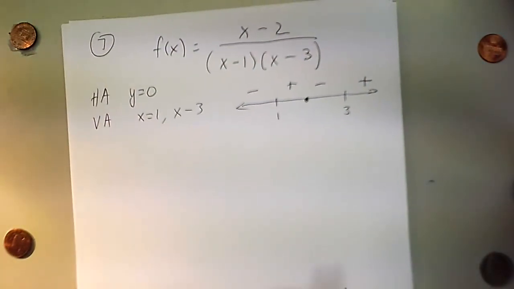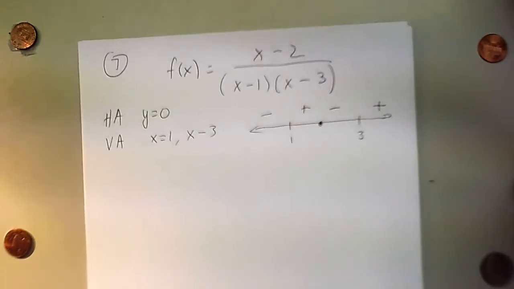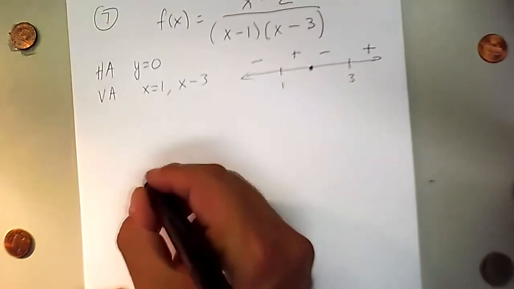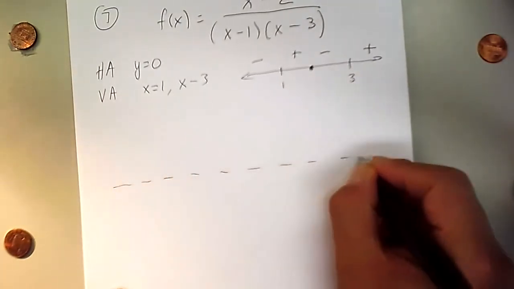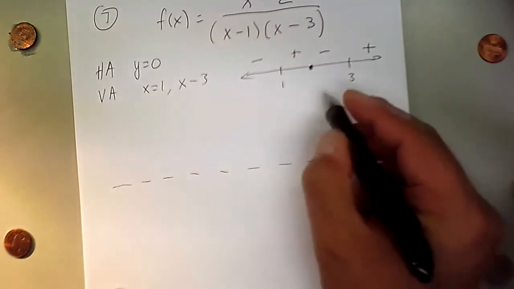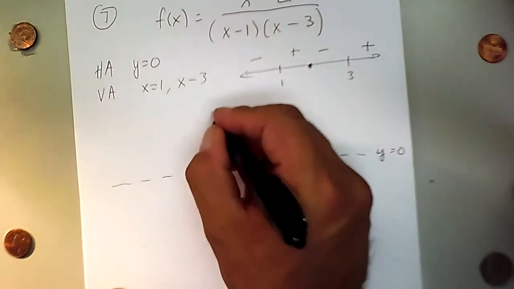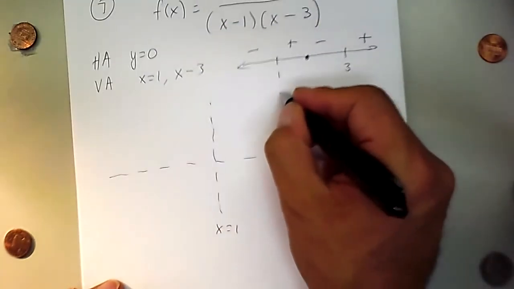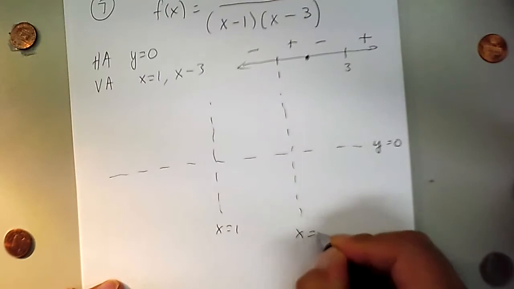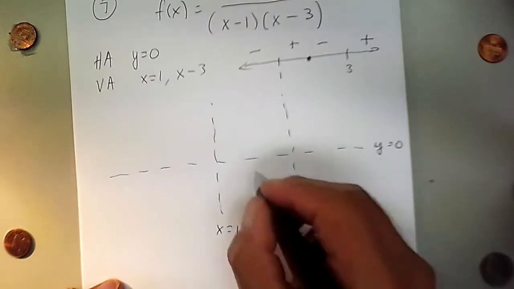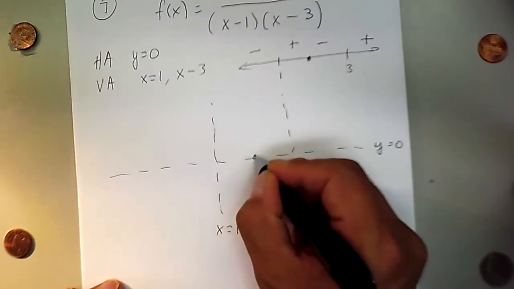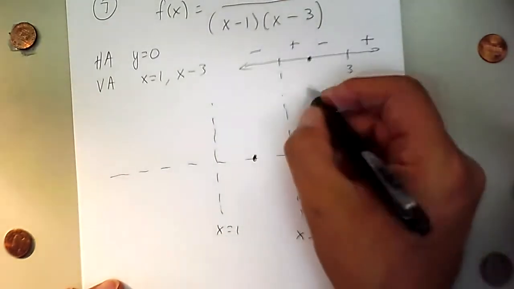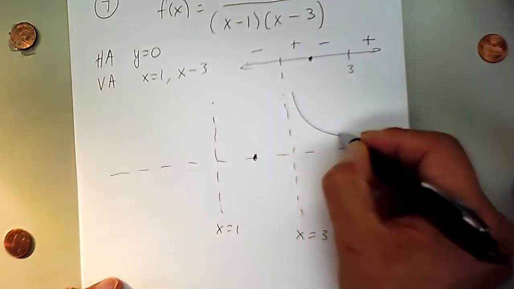We pretty much have all the information we want to start sketching this graph. So everything is to the right of the 1. Let's draw the horizontal asymptote first, y equals 0. Then we have a vertical asymptote at 1, x equals 1, another vertical asymptote at 3. And we have an x-intercept here. The graph is positive on the right of the 3. The only way it can be positive is this way.